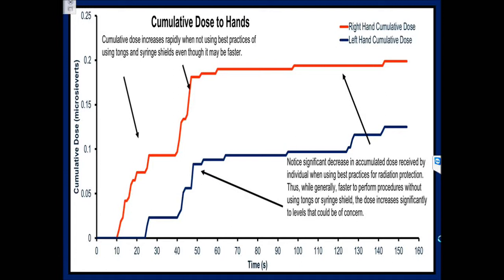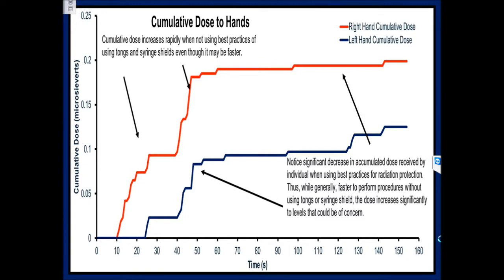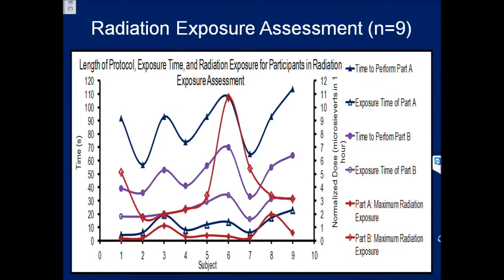We also found some interesting facts: it's faster to do it using non-optimal work practices. And that's what this graph basically shows us, that for each person we saw that the time was longer using optimal work practices. The exposure time, the specific times that they were exposed, was much less when they used optimal work practices, which is part A. And then their actual total exposure also was much less using optimal work practices.